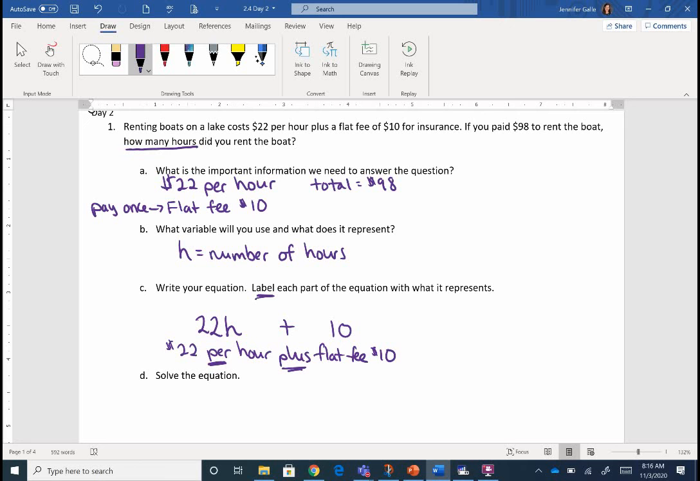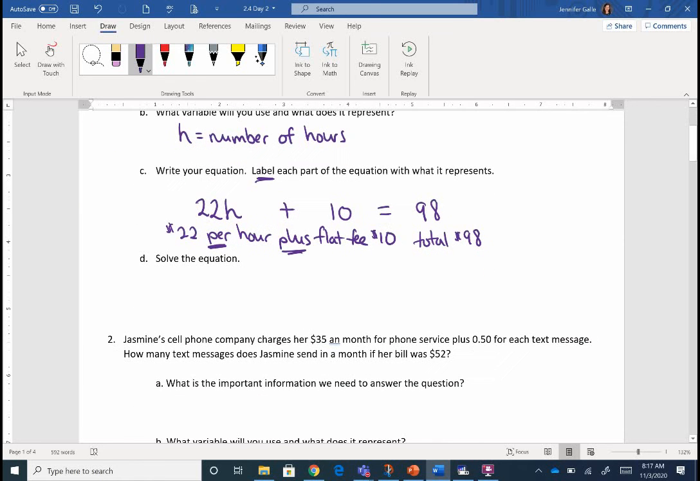So the only piece of information I haven't used yet, we've used the 22. We've used the flat fee. Now we need the total. 98. Total spent was 98. What needs to go before my 98? An equals. So if I take my $22 per hour plus my flat fee, that's going to equal my total. Why is it called a flat fee? Because you just do it one time. It's a flat fee because you only do it once. You don't have to keep paying it over and over and over.